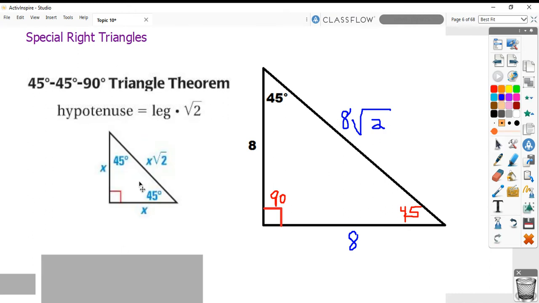This right here is a diagram that shows it in general. Okay, our specific example had 8, but it works for any number that you give to your leg length. If your leg is x, the hypotenuse on a 45-45-90 is x times the square root of 2.